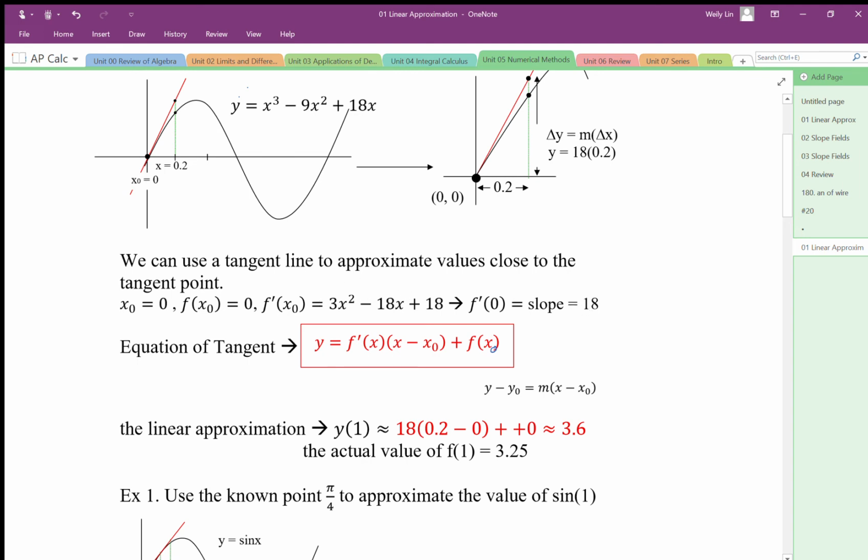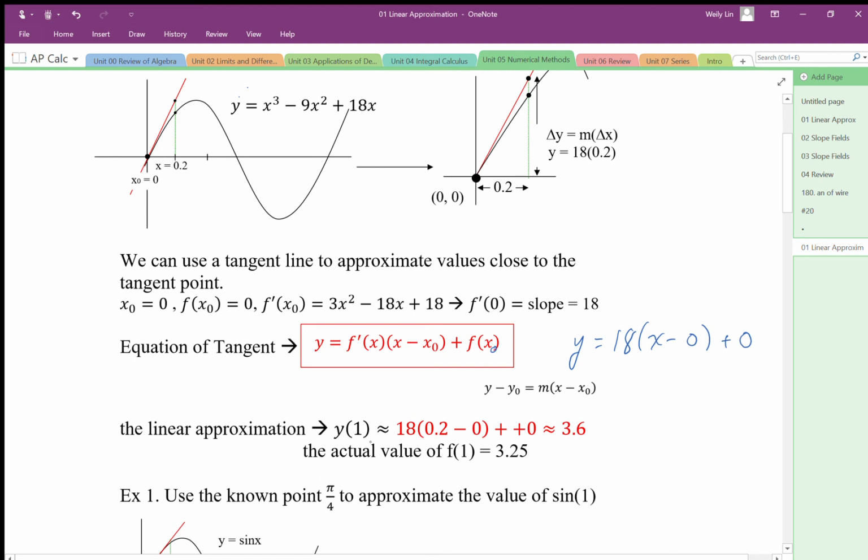So when we have that value, we can then just plug it into our tangent line equation to work out our tangent line. Okay, slope times x minus the x position, plus the y position, y naught. And then we're going to use this equation to calculate the y coordinate at a point close to 0. In this case, we're using 0.2.